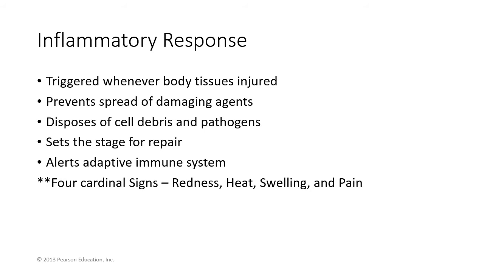It's the body's SOS signal, and it's triggered whenever body tissues are injured. It prevents the spread of damaging agents. It helps to dispose of cellular debris caused by the injury and the pathogens that try to gain access from the outside, and it sets the stage for repair, and it also alerts the adaptive immune system. That's your third line of defense. There are four signs of inflammation: redness, heat, swelling, and pain.